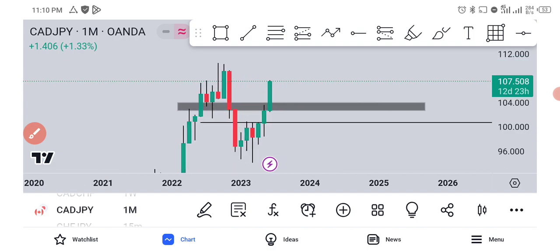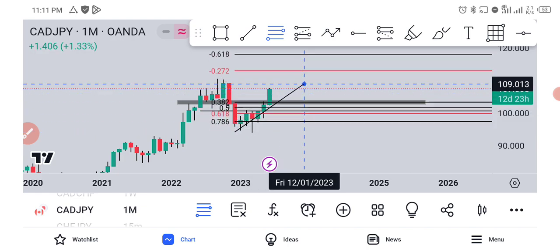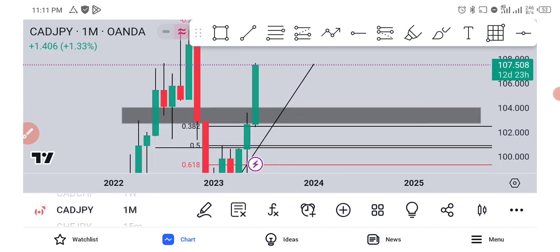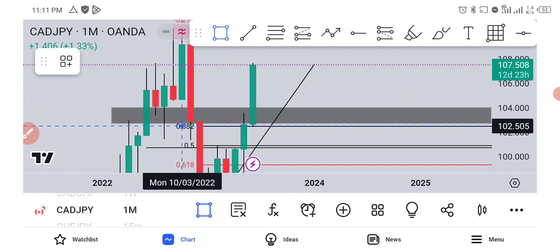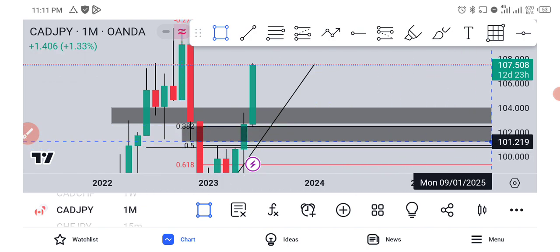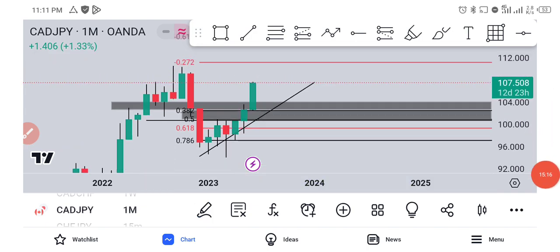Now let's see where our 0.382 falls in. So we measure our impulse. Now the 0.382 falls in this resistance level, so the 0.382 and the 0.5 level. So this is our Fibonacci resistance, sorry, our Fibonacci support level.